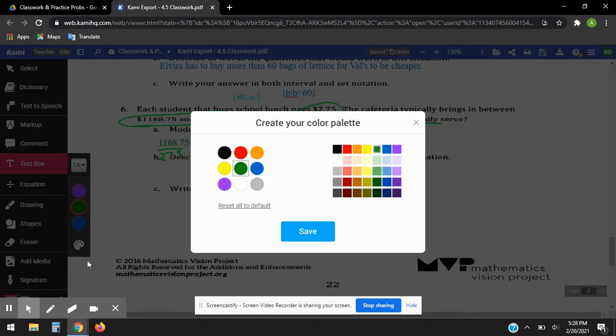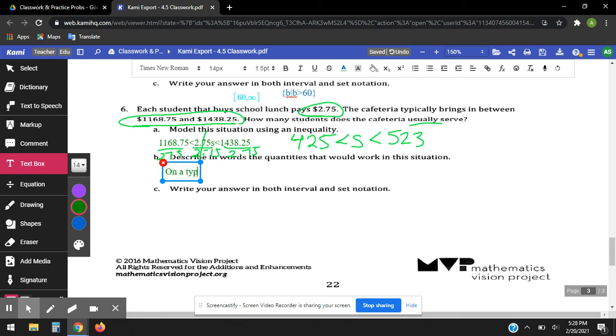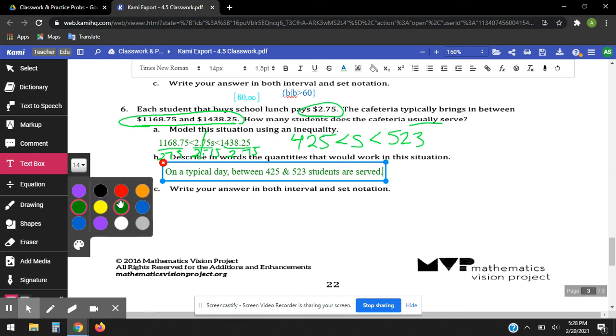And so in words, when we're describing this, that clicked on there. So describing this then is on a typical day between 425 and 523 are served. So somewhere in there is where she serves.